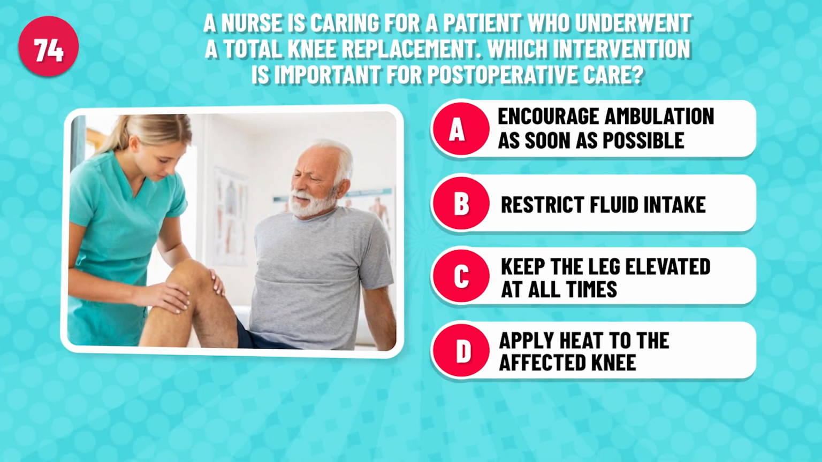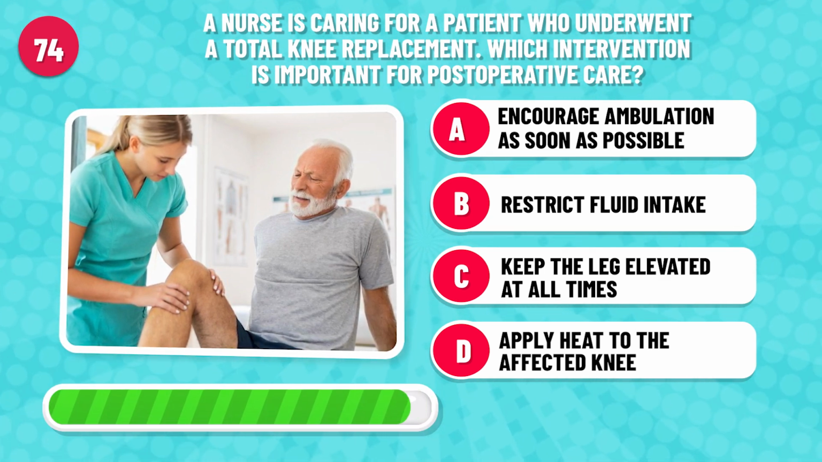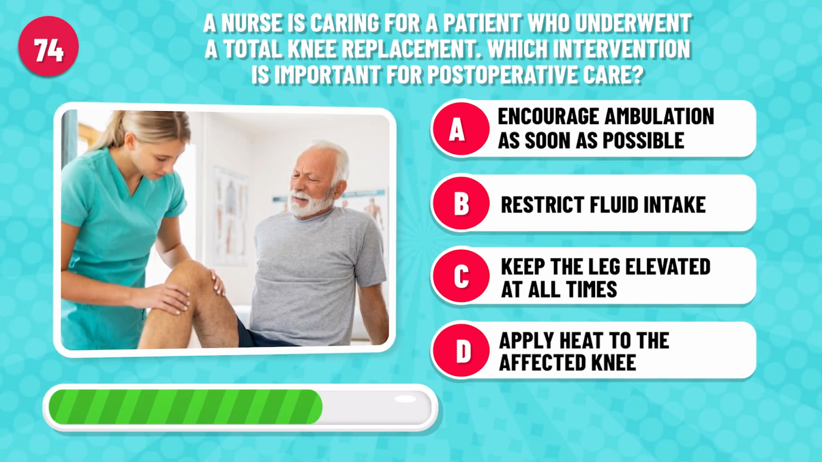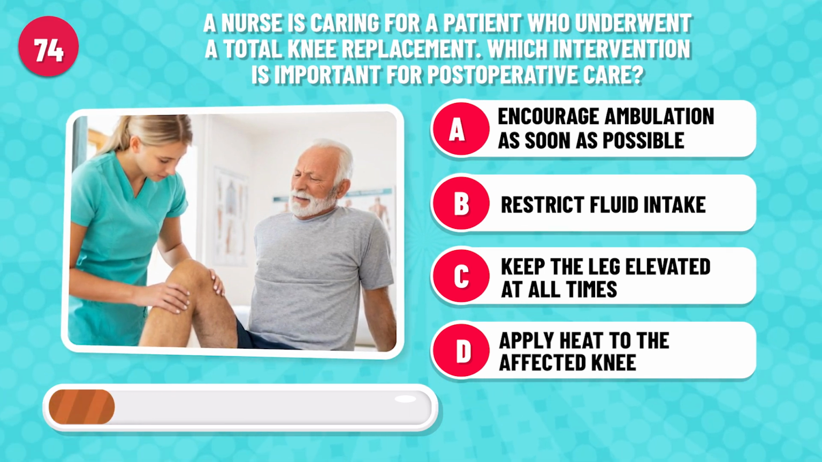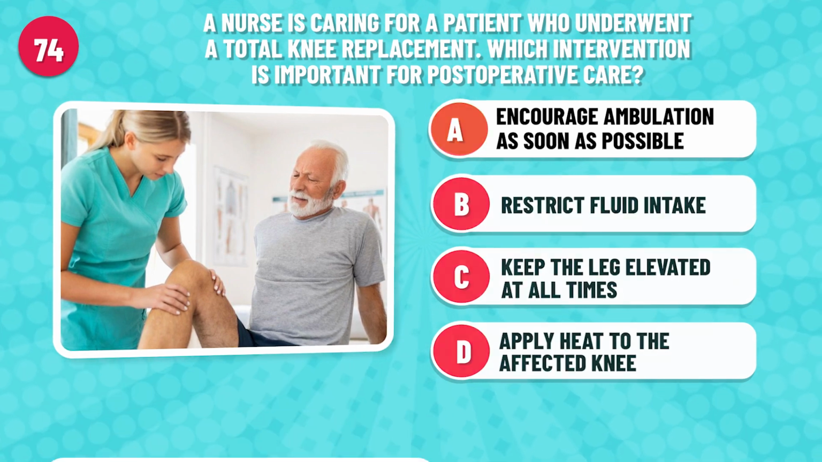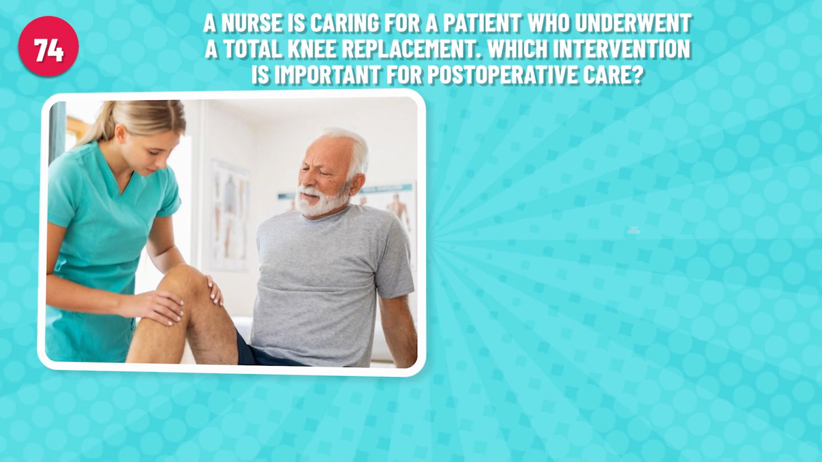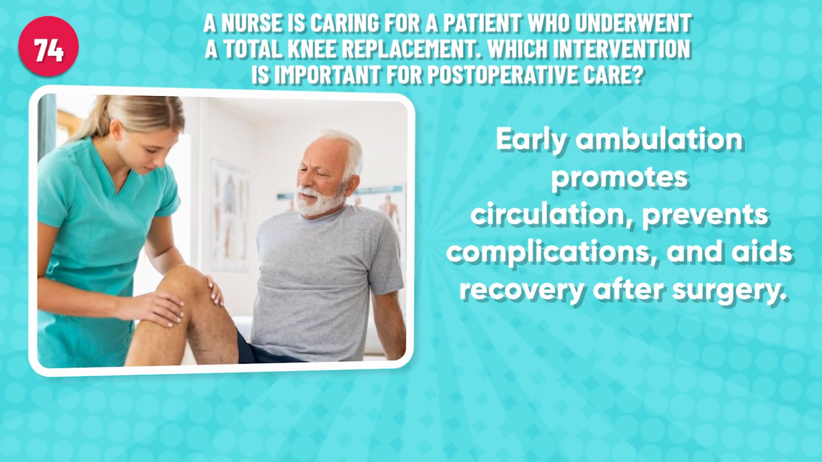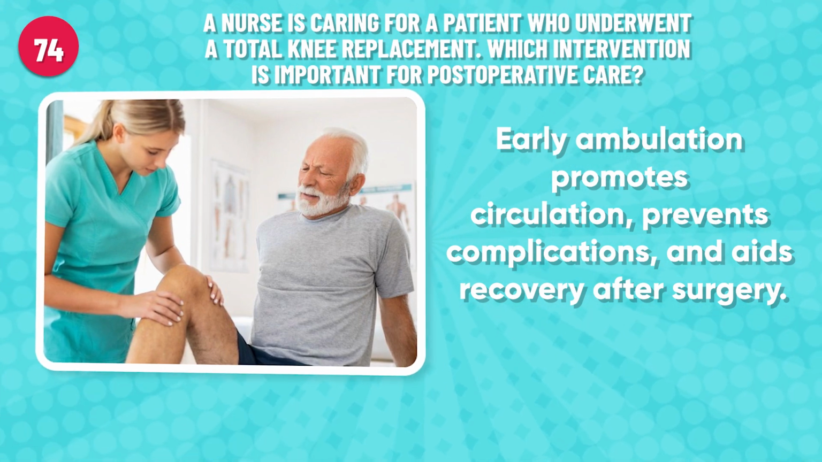A nurse is caring for a patient who underwent a total knee replacement. Which intervention is important for post-operative care? It's A. Encourage ambulation as soon as possible. Early ambulation promotes circulation, prevents complications, and aids recovery after surgery.